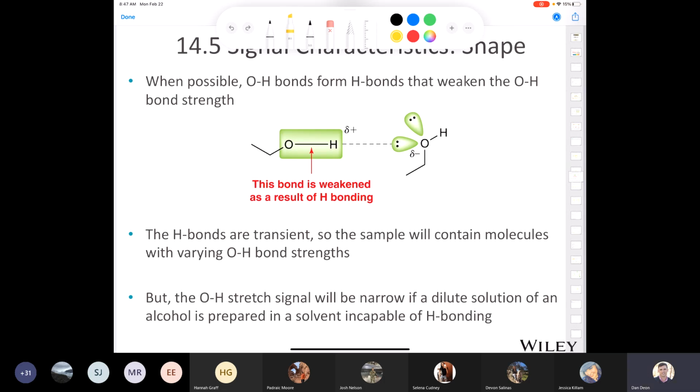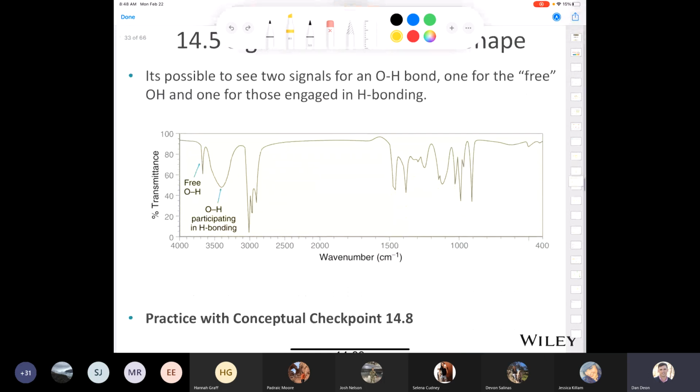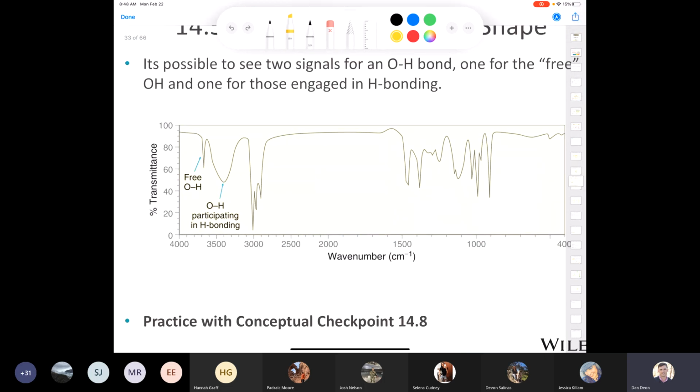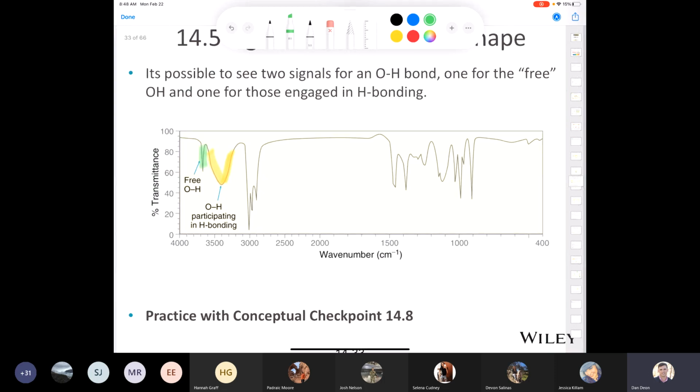The shape of the oxygen-hydrogen bonding signal is going to be different when the alcohol is diluted in a solvent that cannot form hydrogen bonds, okay? In that case, you're going to end up with a really sharp peak. So this is when we have the oxygen-hydrogen bond participating in hydrogen bonding, and this is when we have the oxygen-hydrogen bond not participating in hydrogen bonding. So when you're in a solvent that can't hydrogen bond, it's likely that the oxygen-hydrogen bonds are not going to participate in the hydrogen bonding interaction, and again, we get that narrow signal.